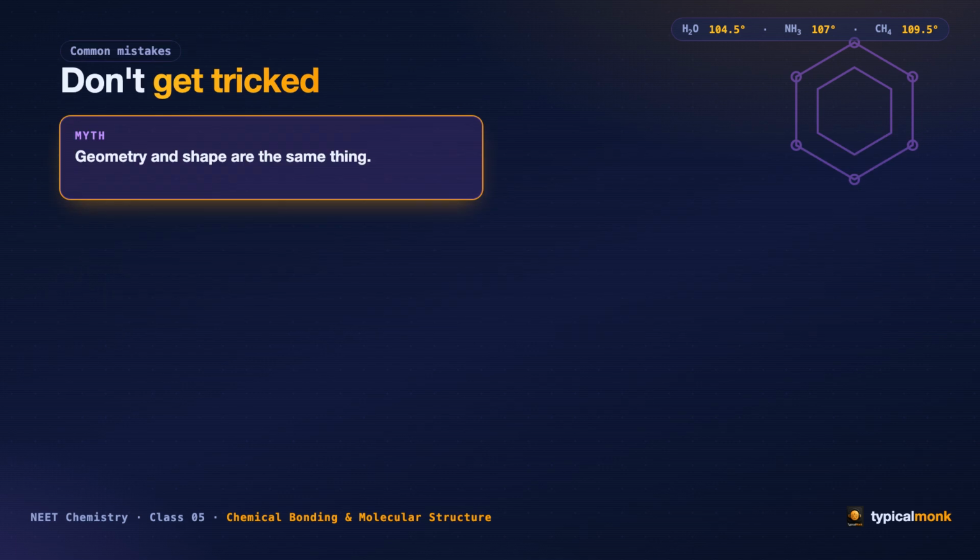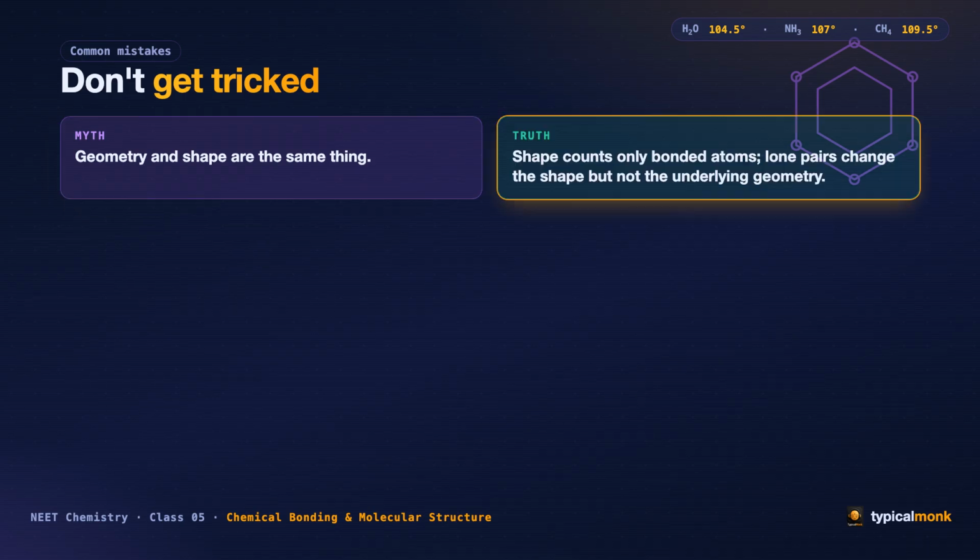Now let me save you some marks. 2 myths that trap thousands of students every year. Myth 1. Geometry and shape are just 2 words for the same thing. It sounds harmless enough. But here is the truth. Shape counts only the bonded atoms, while geometry counts every electron domain. Lone pairs change the shape of a molecule without changing its underlying geometry. Ammonia and methane share a tetrahedral geometry, yet one is pyramidal and the other tetrahedral.